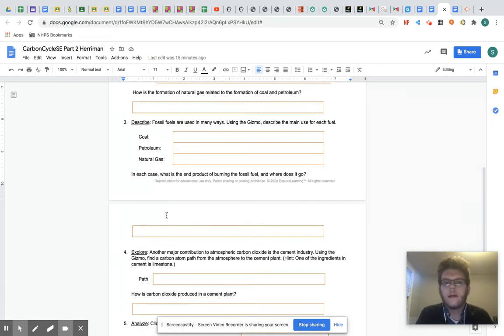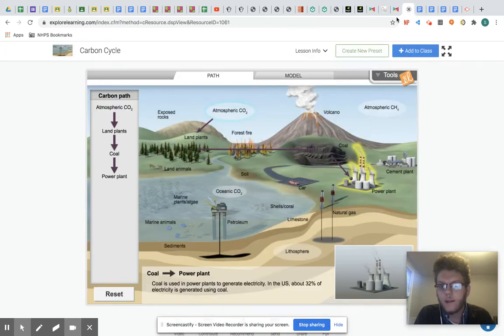And then for each of them, because they all do the same thing as an end product, you're going to identify what the end product of fossil fuel burning is and where that product goes. So in the simulation, where does that product end up? What is the next step here? Where is that CO2 going?